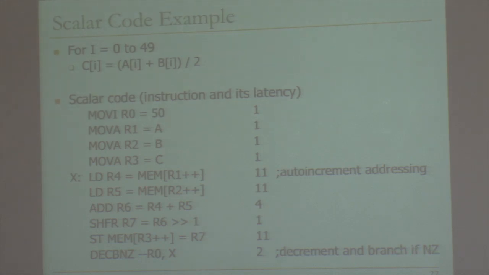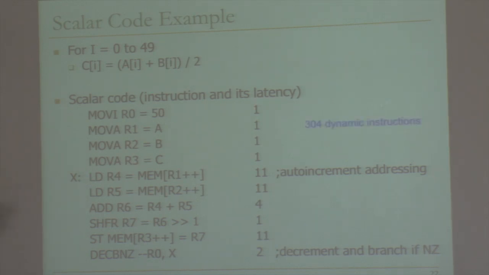So again, we combine multiple operations to minimize the instruction count over here. And these are the instruction latencies. I'm going to assume latencies that are similar to Cray I: 11 cycles for load, 11 cycles for store, assuming no bank conflicts. An add is 4 cycles, shift is 1 cycle, and this decrement and branch if not 0 is 2 cycles. Okay? This is the loop code and scalar instruction stream.